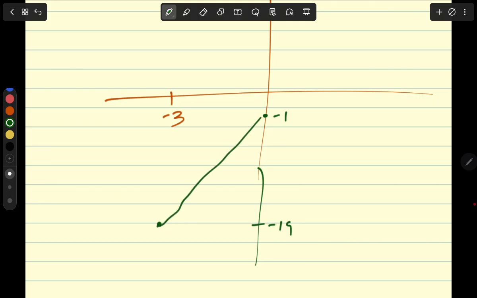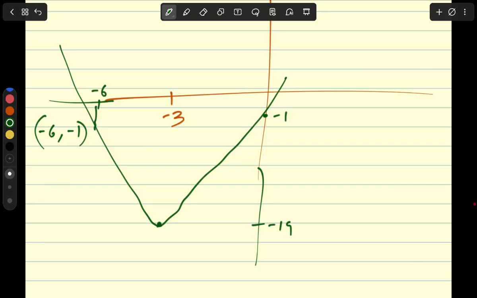So the graph is going to go like this and like this, okay? So at x equals minus 6, y is also going to be negative 1. So this is minus 6 comma negative 1. So this is the axis of symmetry for completing the square.